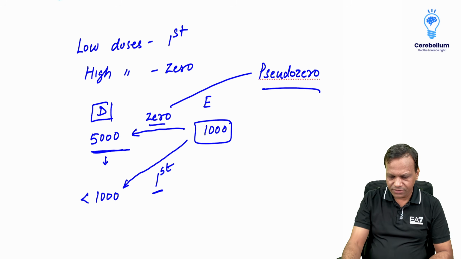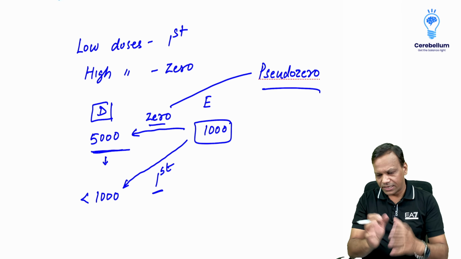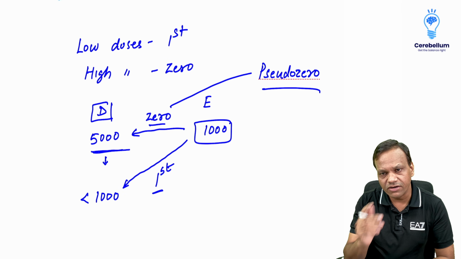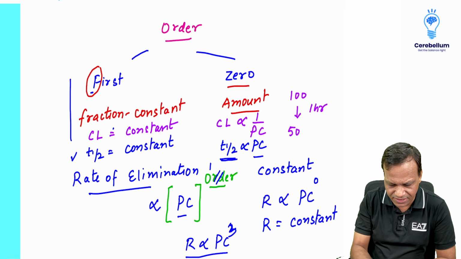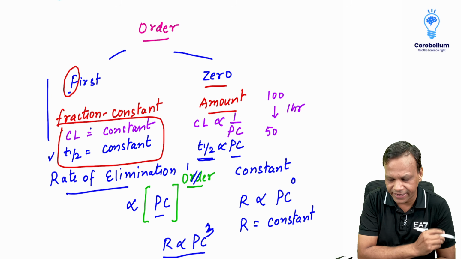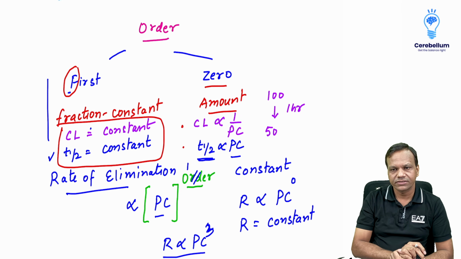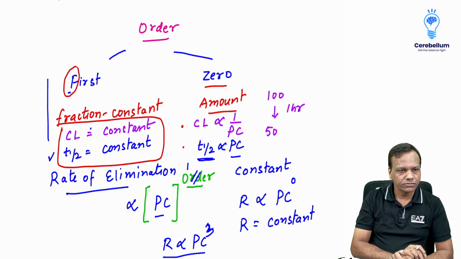Any more queries? Yes, we already told that in first order kinetics, half-life and clearance are constant. Clearance and half-life are constant in first order kinetics, but they are not constant in zero order kinetics. Okay, any more doubts?